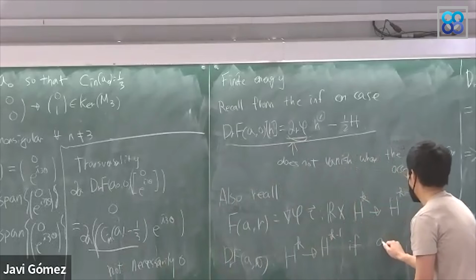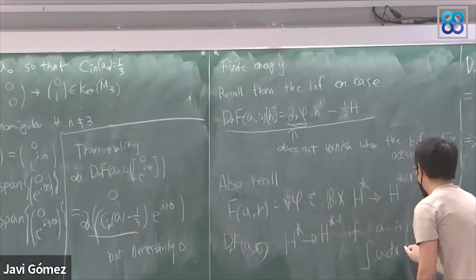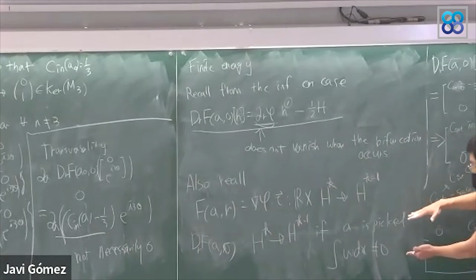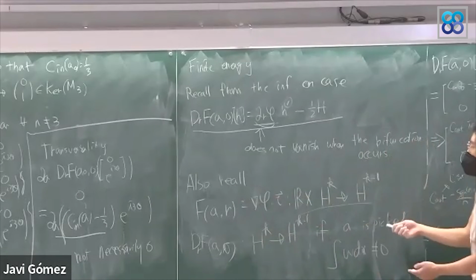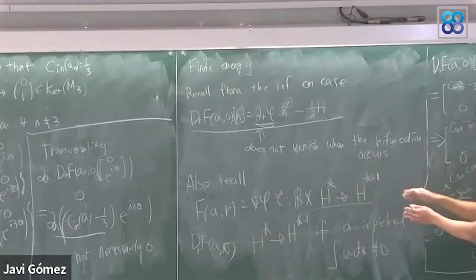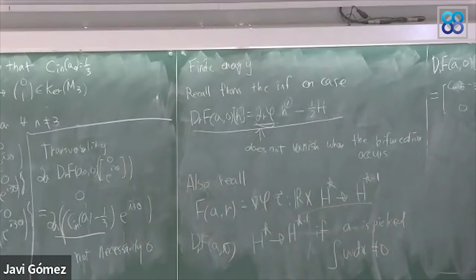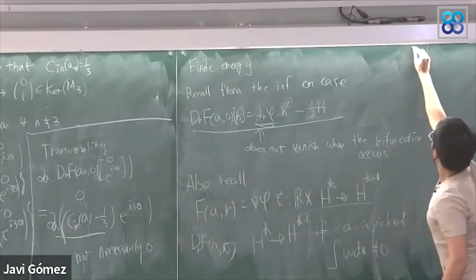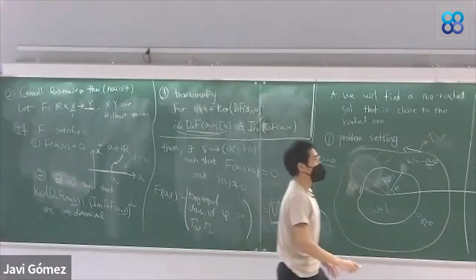If A is picked so that the average of the vorticity is not 0. So if you were looking at the infinite energy case, then at the linear level and at the non-linear level, the functional behaves the same way. If your boundary is Hk regular, then its image is Hk minus 1. So this is why we apply the Crandall-Rabinowitz theorem, because when we say the kernel and the image are one-dimensional, we look at the same spaces as at the nonlinear level.